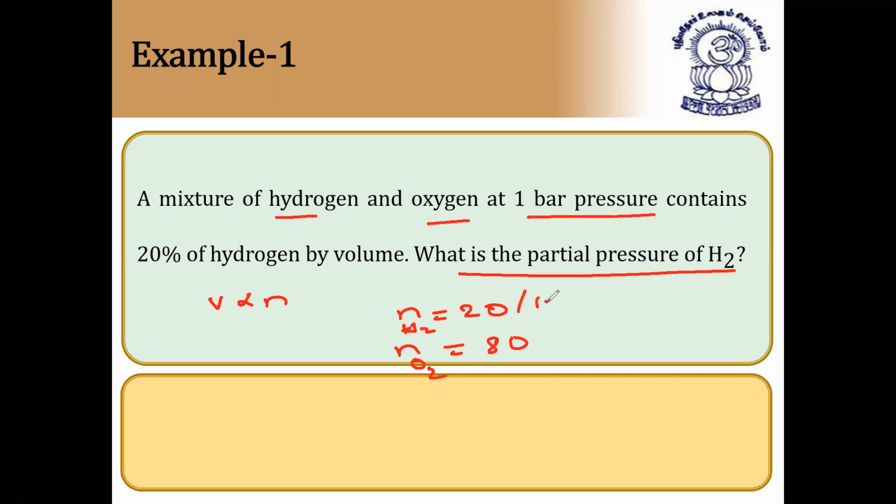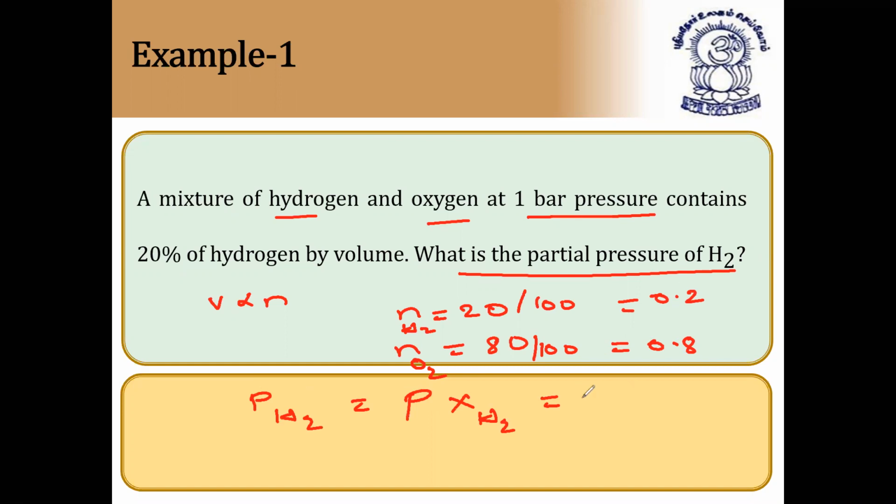20 by 100 and 80 by 100. Sorry, 80 by 100. So the mole fraction of hydrogen is equal to 0.2, and this becomes 0.8. So straight away you can take the partial pressure of hydrogen as simply the total pressure into the mole fraction of hydrogen gas.